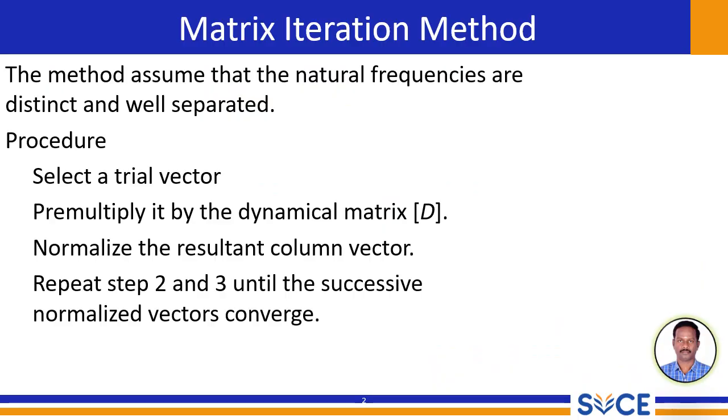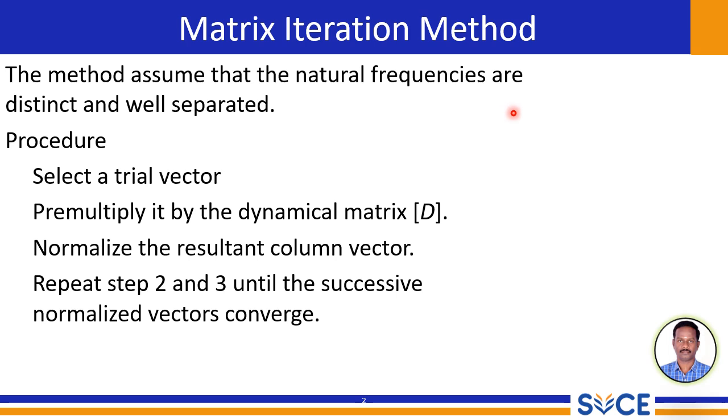In the realm of engineering and physics, understanding natural frequencies is very important and crucial. These frequencies, at which a system tends to oscillate with greater amplitude, are vital for designing structures that can withstand vibrations, and we have to avoid resonance. One such powerful technique to determine these frequencies is the matrix iteration method. This method operates under the assumption that the system's natural frequencies are distinct and well separated.